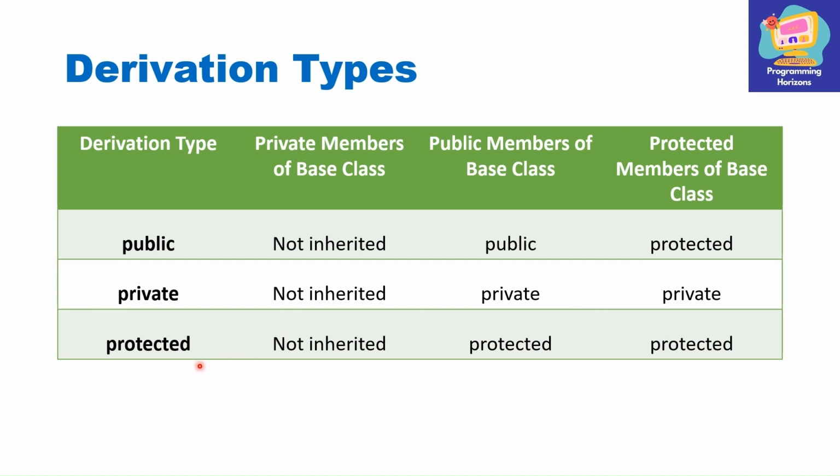And finally, we have protected derivation type. In this case, the private members of the base class are once again not inherited, while the public and protected members of the base class become protected members of the derived class.